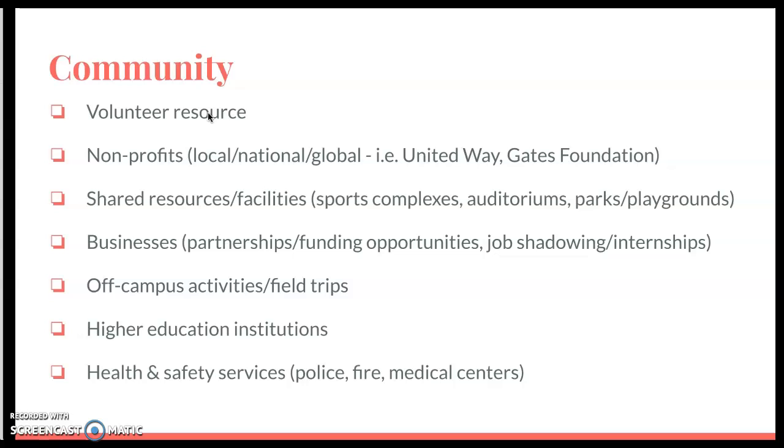Off-campus activities, field trips, scheduling, things of that nature, establishing communication and contact with higher ed institutions. A lot of times now it's very common where public school districts have partnerships with higher education institutions, and high school students are now taking higher education classes. It's fantastic. And then also, lastly, the health and safety services aspect. How do you go about communicating with these groups and various organizations within the community?